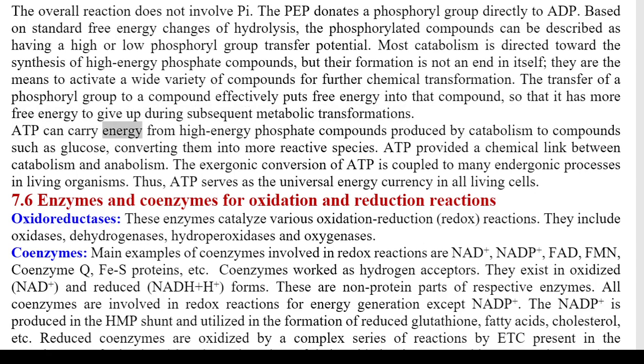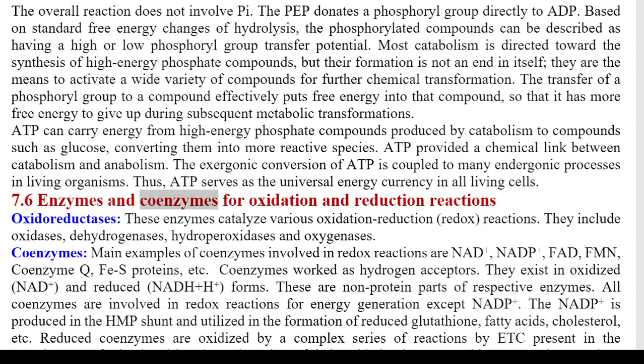ATP can carry energy from high-energy phosphate compounds produced by catabolism to compounds such as glucose, converting them into more reactive species. ATP provides a chemical link between catabolism and anabolism. The exergonic conversion of ATP to ADP is coupled to many endergonic processes in living organisms. Thus, ATP serves as the universal energy currency in all living cells.